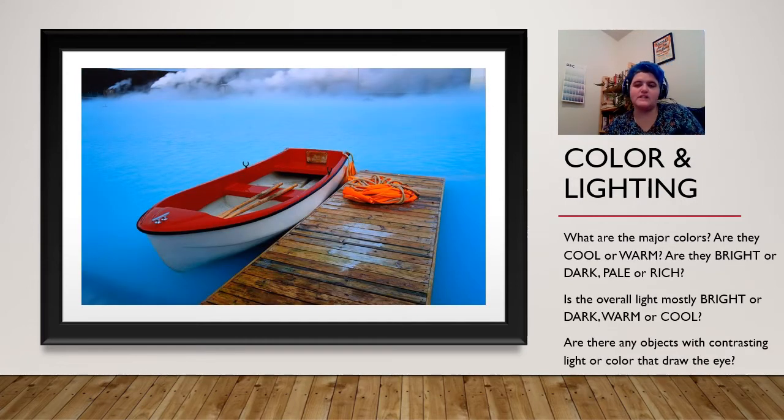All right, last pair is color and lighting. So you want to think about the overall major colors. Are they cool or warm colors? We have here the background is cool colors and the foreground is warm colors, and so we get a really, really strong contrast between the background and the foreground. Are they bright or dark, pale or rich? So we have bright colors in the foreground and paler colors in the background.